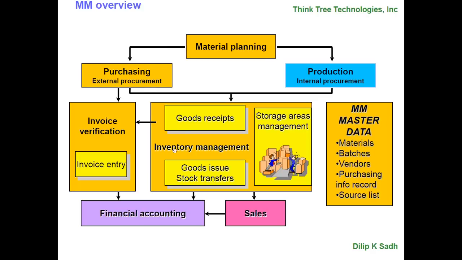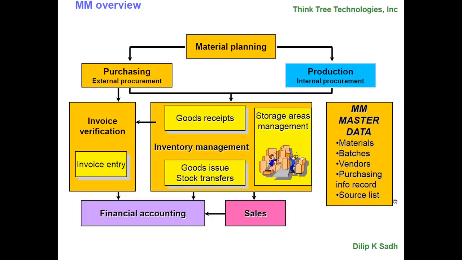Here we have SAP purchasing. After purchasing, the next elements are inventory management and invoice verification. The MM module is divided into three sub-modules: purchasing, inventory management, and invoice verification. Invoice verification integrates with financial controlling. Goods issue is also integrated with sales and distribution.